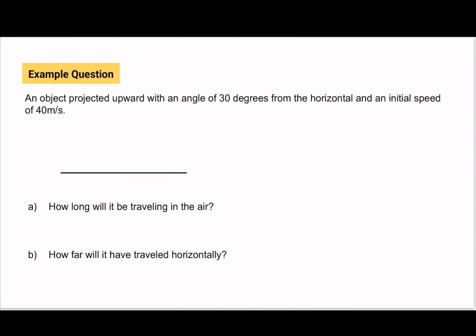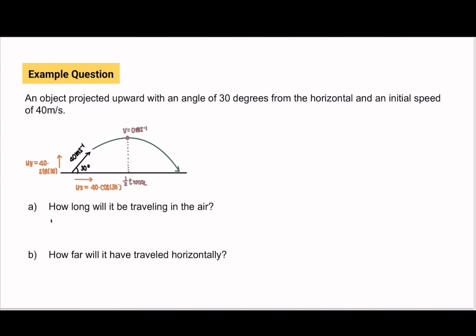The next question is about launching an object at an angle. Initial speed of the object is given, but we need to split it into horizontal and vertical components. The vertical speed equals 40 times sine 30 degrees, and the horizontal is 40 times cosine 30 degrees.